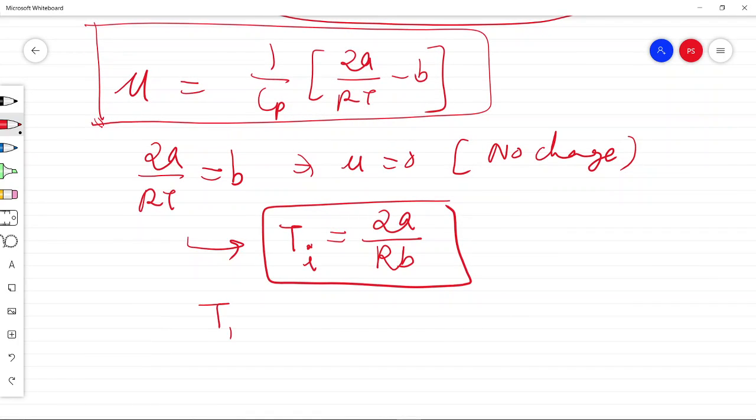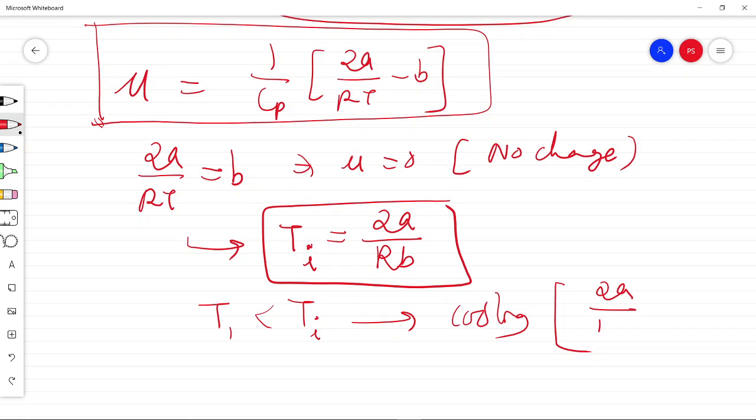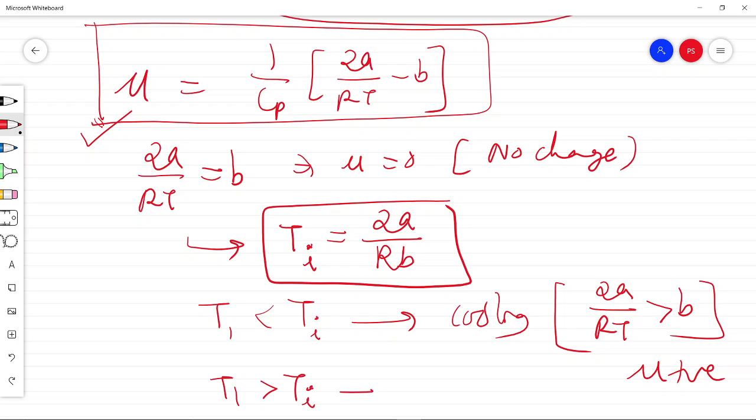If the initial temperature is less than the inversion temperature, we are going to see the cooling effect, which is also the case when 2a/RT is greater than b, because in that case mu is going to be positive. Or if the initial temperature is greater than the inversion temperature, we are going to see the heating effect. That is when 2a/RT is smaller than b and mu is going to be negative in that case. So this explains all the possible outcomes of the Joule Thomson effect.